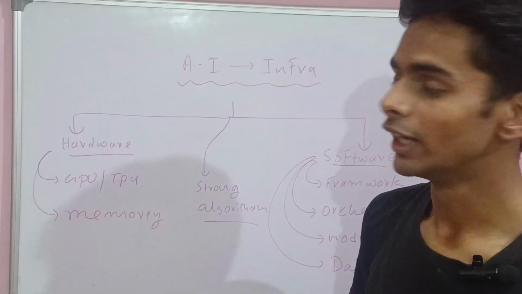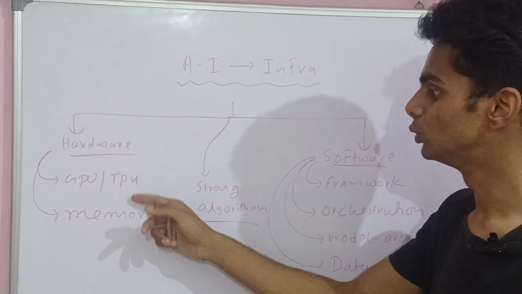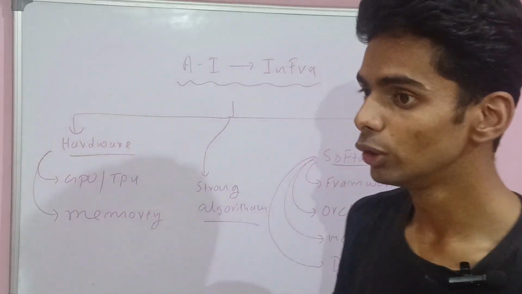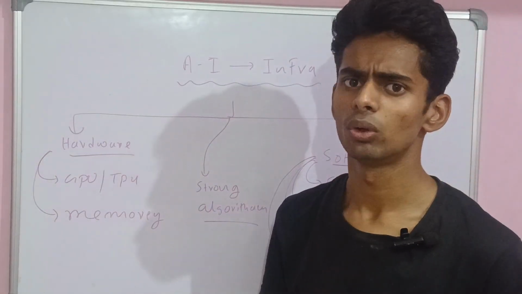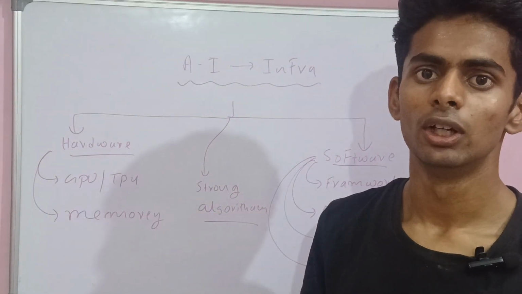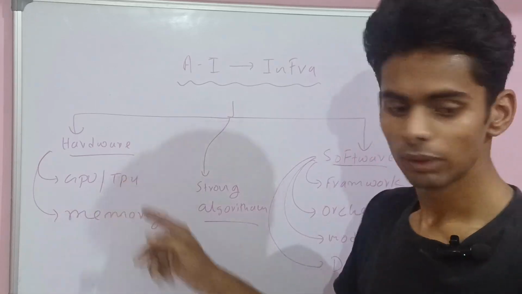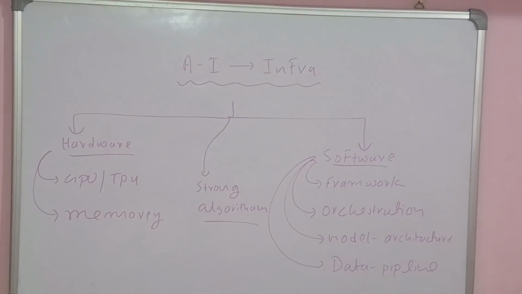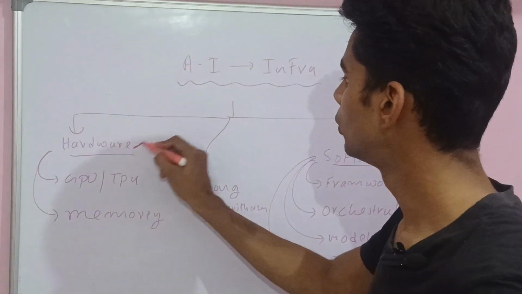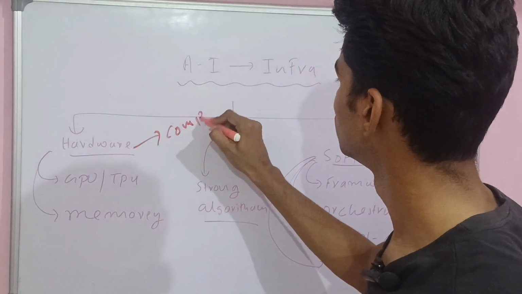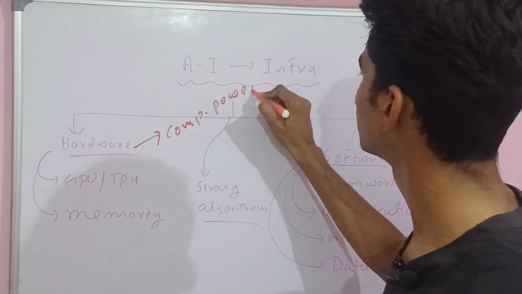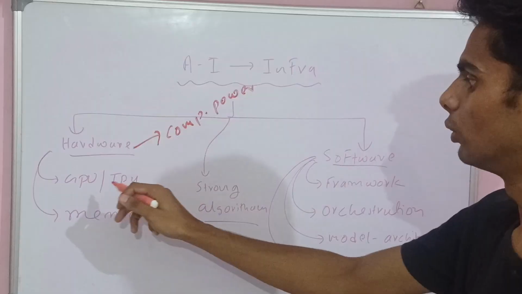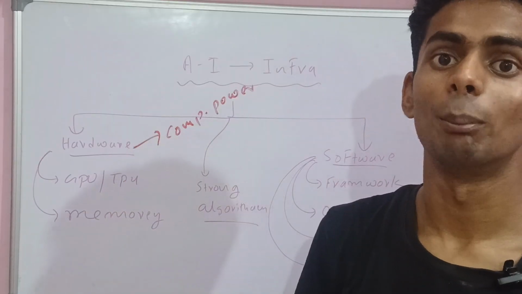While you are developing an AI infrastructure, first comes hardware, like GPU and memory. These two things are very necessary. When you're looking at hardware, hardware is all about computational power, handling complex calculations. So it gives computational power to handle complex calculations, and GPUs and TPUs help us handle those complex calculations.